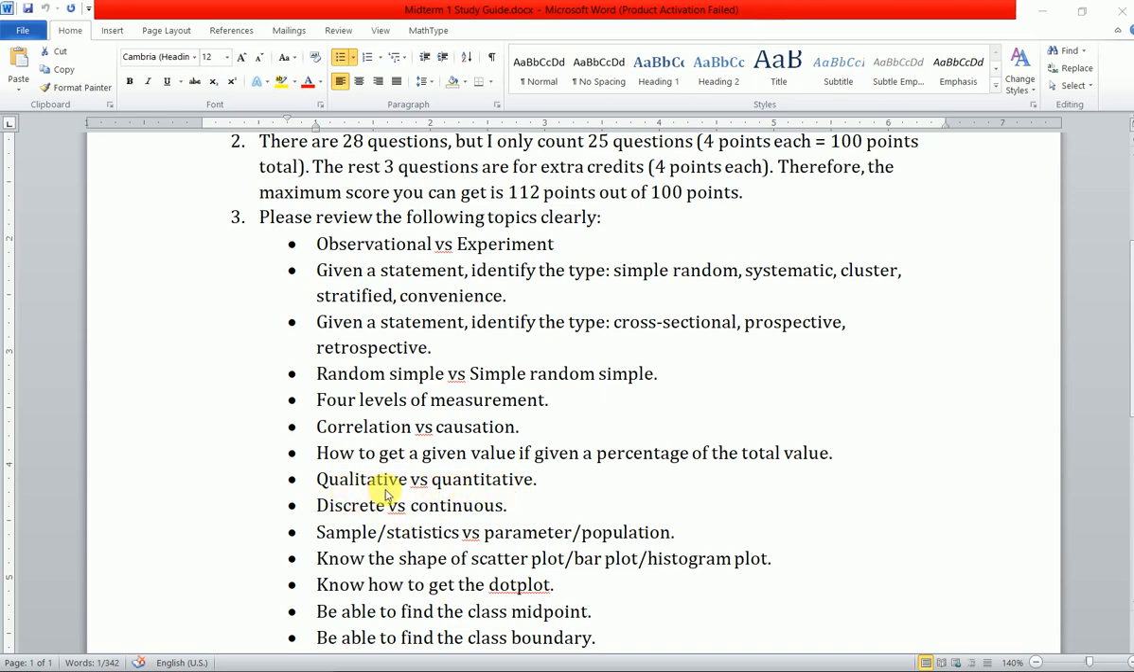Qualitative versus quantitative. Remember, qualitative is the descriptive data. Quantitative is something you can count, you can measure, you can describe in terms of a number. Discrete versus continuous. So discrete only takes certain values, the whole number, something like that. For example, if you say your age.